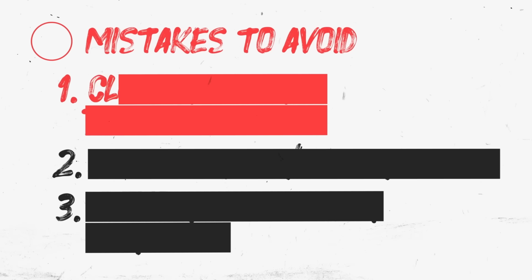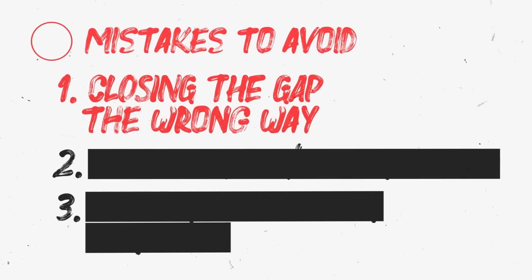Mistake number 1 is closing the gap the wrong way. Now, what the hell is the gap and what does this mean? Right now, I'm guessing you have a high bar for your beats, and most likely you're somewhere below that bar right now. Don't worry, this is how everyone starts. This distance between where you are and where you want to be is called the gap.